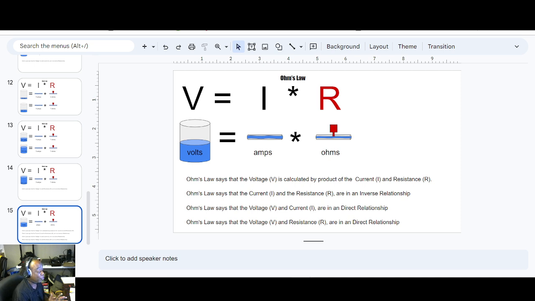Ohm's law says 4 things: that the voltage is calculated by the product of the current and the resistance. Ohm's law also says that the current and the resistance are in inverse relationships. That means as one gets bigger, the other one gets smaller. Ohm's law also says that the voltage and the current are in a direct relationship. As one gets bigger, the other one gets bigger. Or in reverse, one gets smaller, the other one gets smaller. And Ohm's law says that the voltage and the resistance are in a direct relationship. As one gets bigger, the other gets bigger.